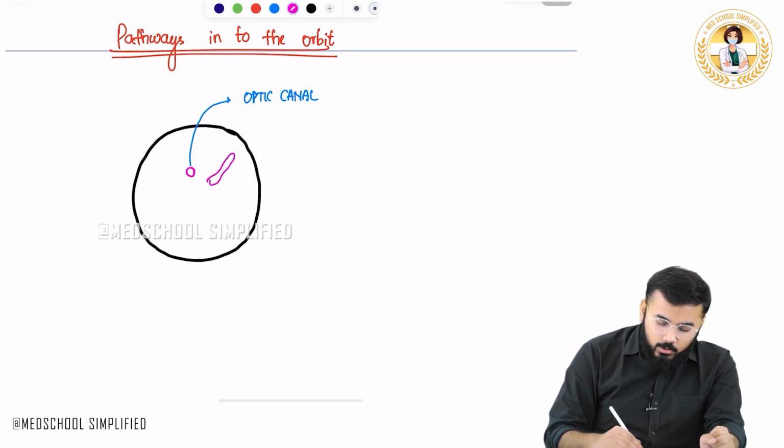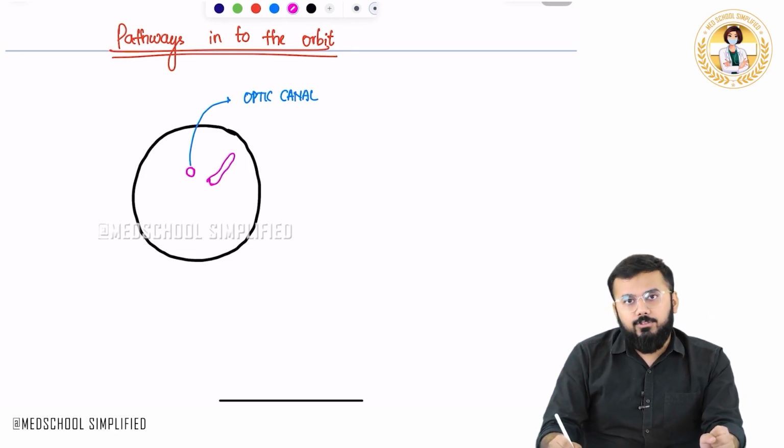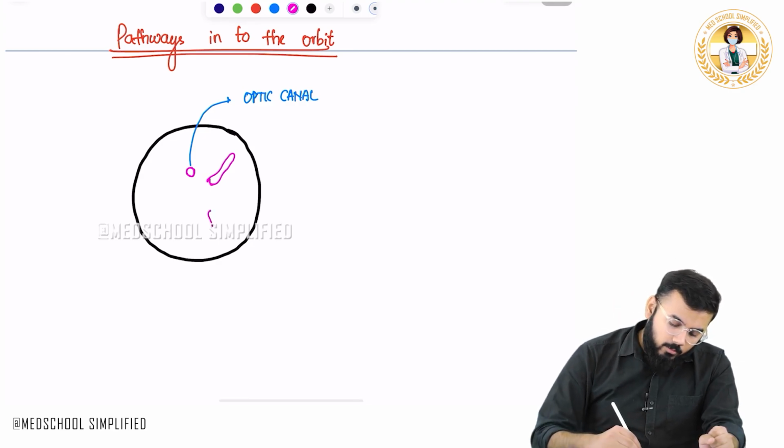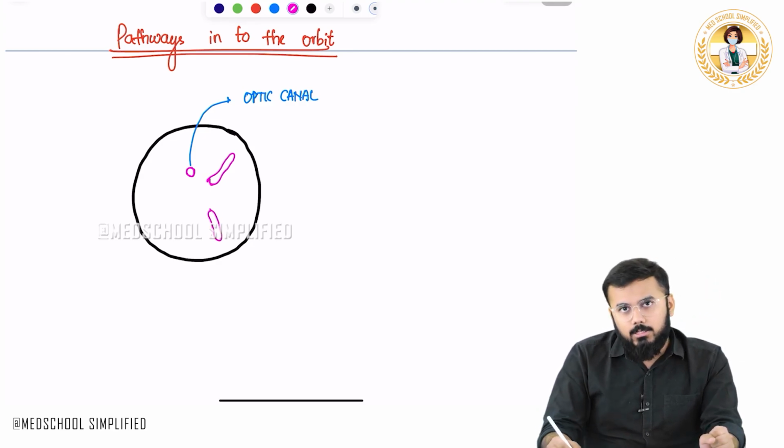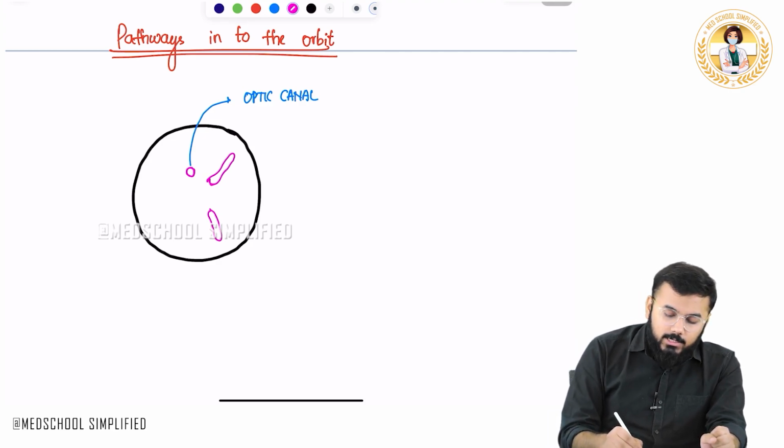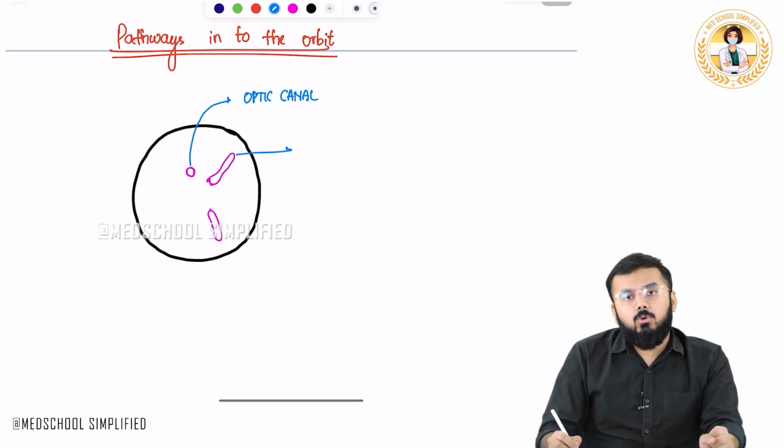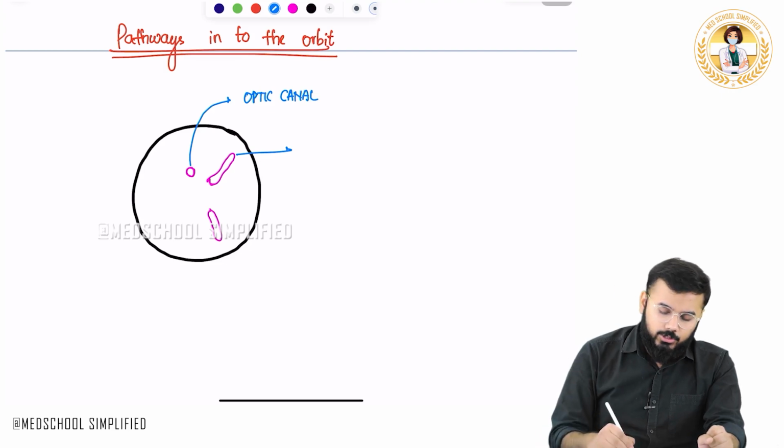Here you have got one more structure like this. This is called as a fissure. In the same way, you have got one more structure like this. This is also called as a fissure. Now, what is this structure which is located on the top? This is called as superior orbital fissure.